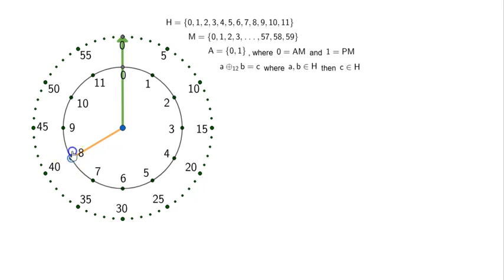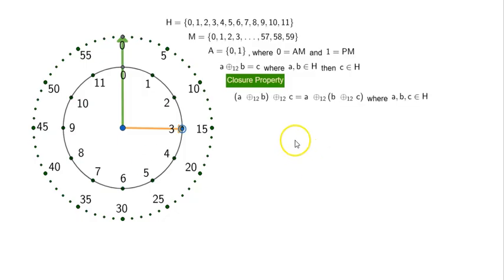Similarly, we can take any two numbers. Let's take 10 plus say 5. 1, 2, 3, 4, 5. So 3 also belongs to the set H. So A addition modulo 12 B is equal to C, where A and B belong to H, then C also belongs to H. This is called the closure property, or we also say that this set of numbers is closed under addition modulo 12.